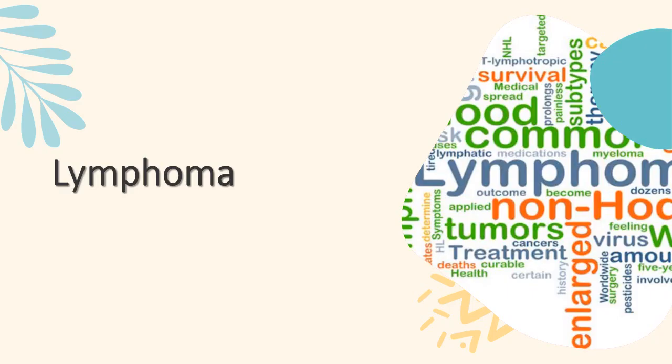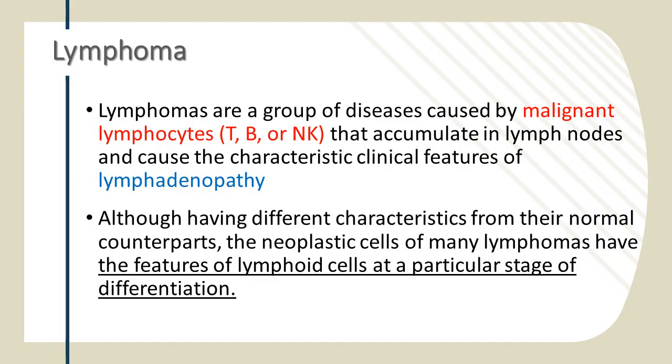The next important subject in this lecture is called the malignant lymphoma, and it will be highlighted in more details. Lymphomas are a group of diseases caused by malignant lymphocytes, either T, B, or natural killer cells that accumulate in lymph nodes and cause the characteristic clinical features of lymphadenopathy. Although having different characteristics from their normal counterparts, the neoplastic cells of many lymphomas have the features of lymphoid cells at a particular stage of differentiation.